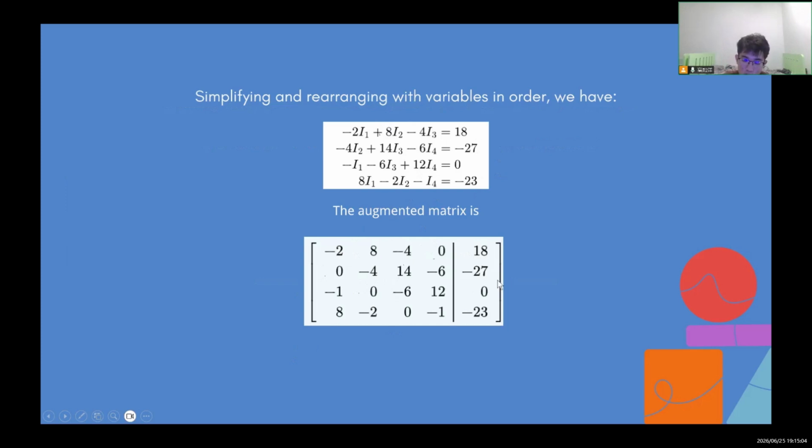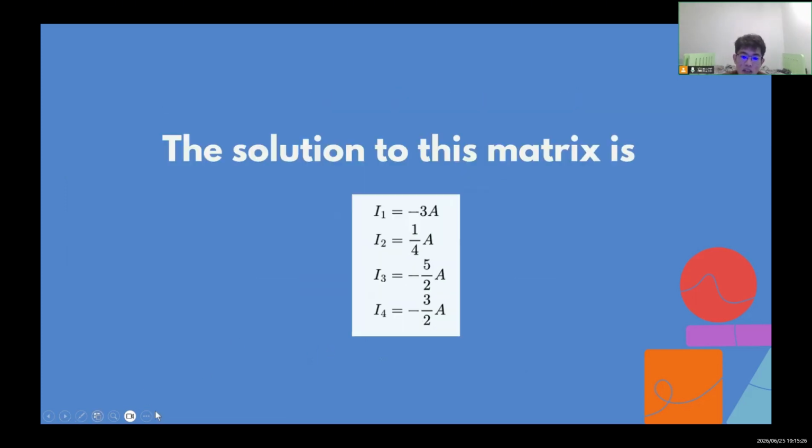R3 minus 1 over 2 R1 and minus R2, and then we can turn this one into 0, and then we can use R4 minus 4 R1 plus 15 over 2 R2 and minus R3, which can turn this to 0. And after simplifying, we can get the final answer: I1 is equal to minus 3 A, and I2 equals 1 over 4 A, I3 equals minus 5 over 2 A, and I4 equals 3 over 2 A.